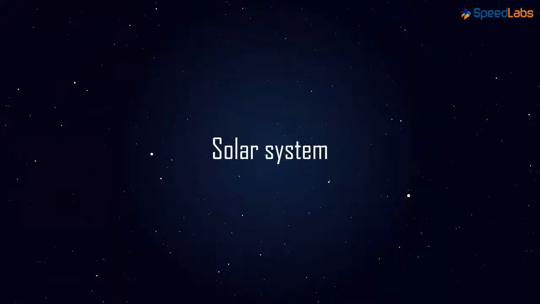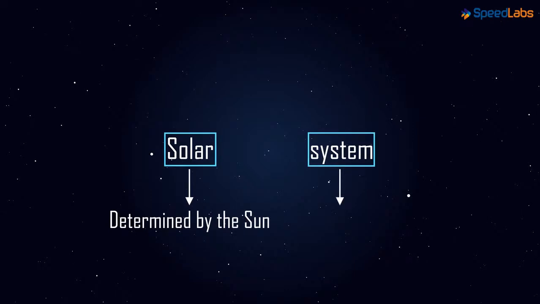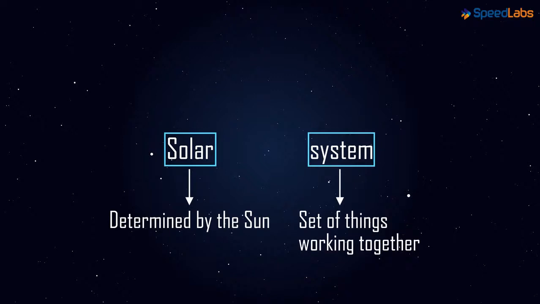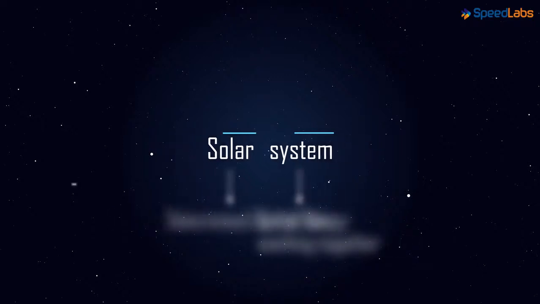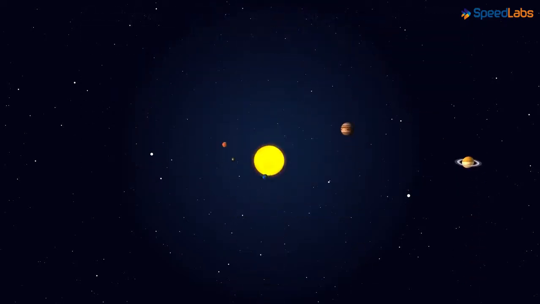What comes to our mind when we think of the solar system? What do the words solar and system even mean here? Solar means relating to or determined by the sun. And system? System means a set of things working together as a part of a mechanism. When we put these two definitions together, what do we get? We get the set of things working together as part of a mechanism determined by the sun, which, in other words, is the solar system.